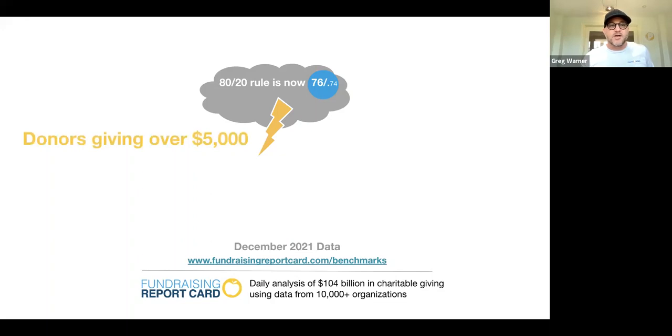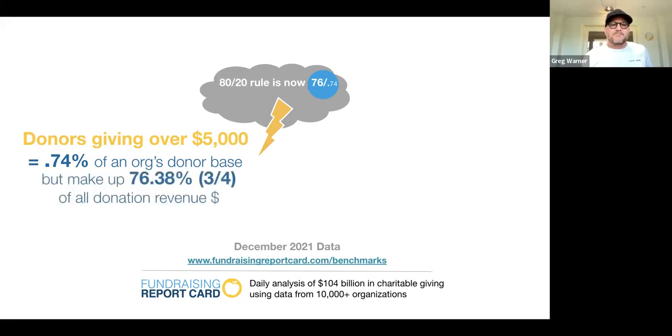Here's how it looks. It's donors giving over $5,000. They make up 0.74% as of last year of your donor base on average. This may be different for you. You could see yours in particular with the fundraising report card. And if you have trouble with that, just reach out to us. We'll help you for free. It's okay, we won't try and sell you anything. But they make up about three-quarters of all your donation revenue.